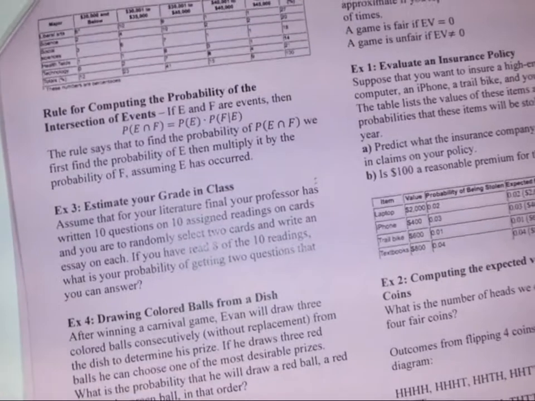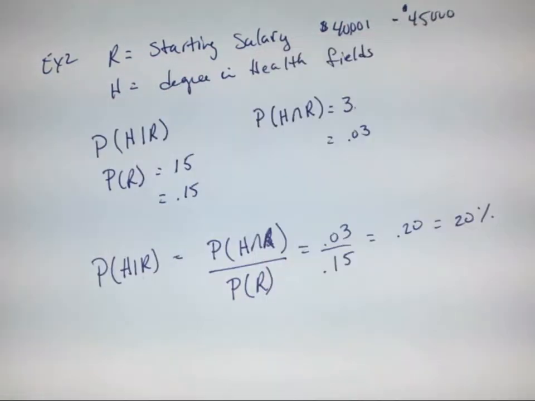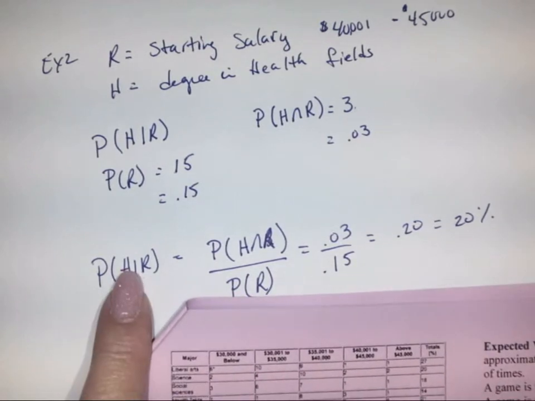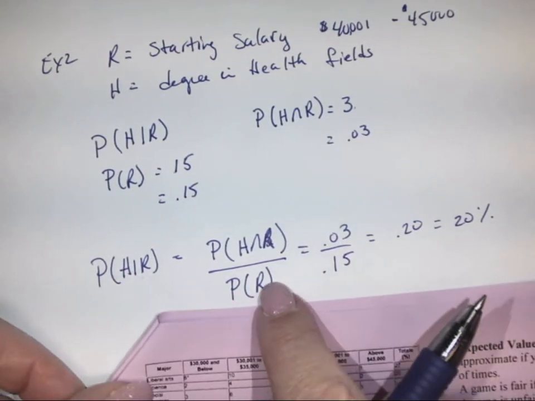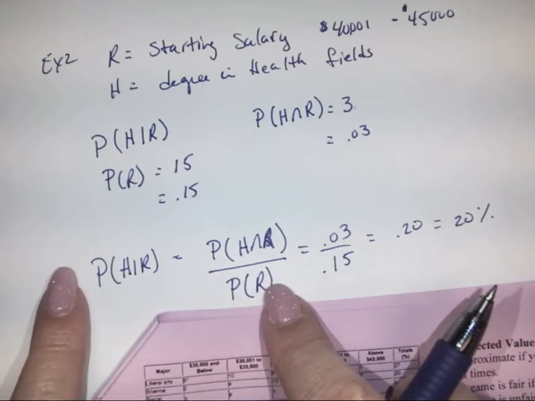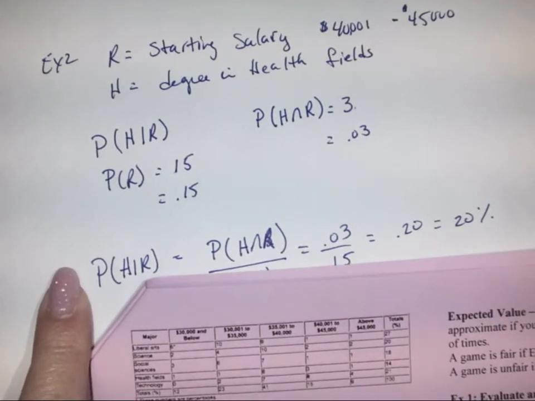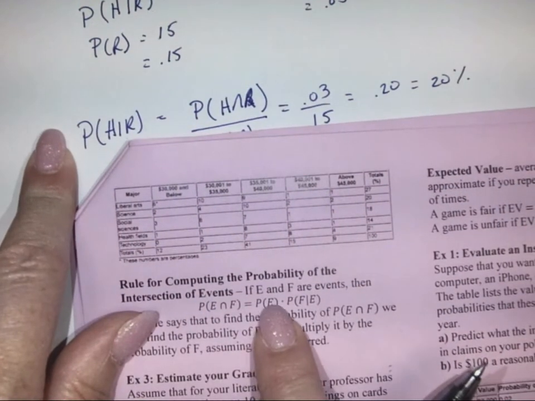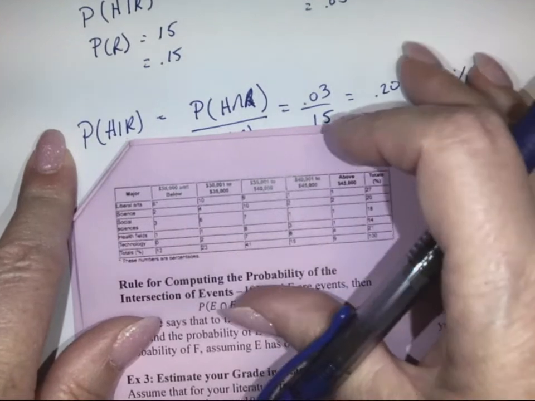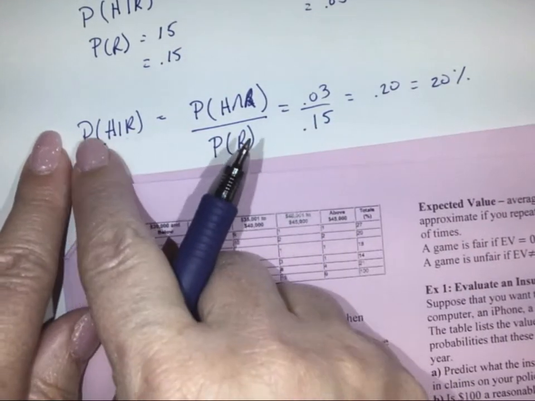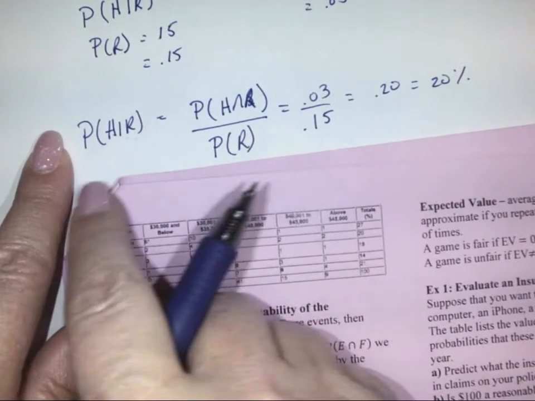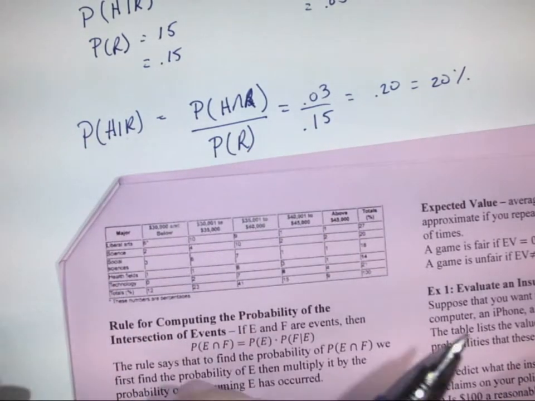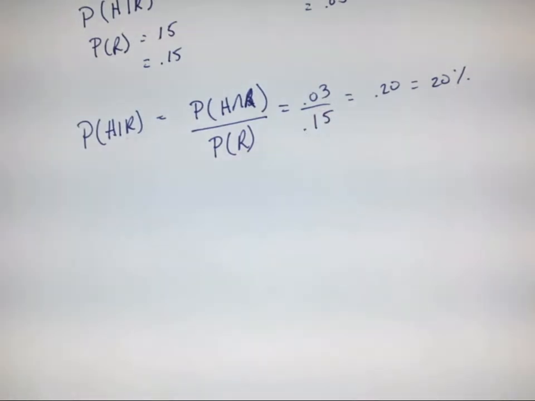If we look at this formula real quick, I want you to notice this equation is the same as what we have here. If we just multiplied by the P of R on both sides, it would be P of E times P of F given E. Well, we would have P of R times P of H given R. So if we multiply both sides by that, it's really the same formula. Things are just getting manipulated. All right, so let's go on to example 3.